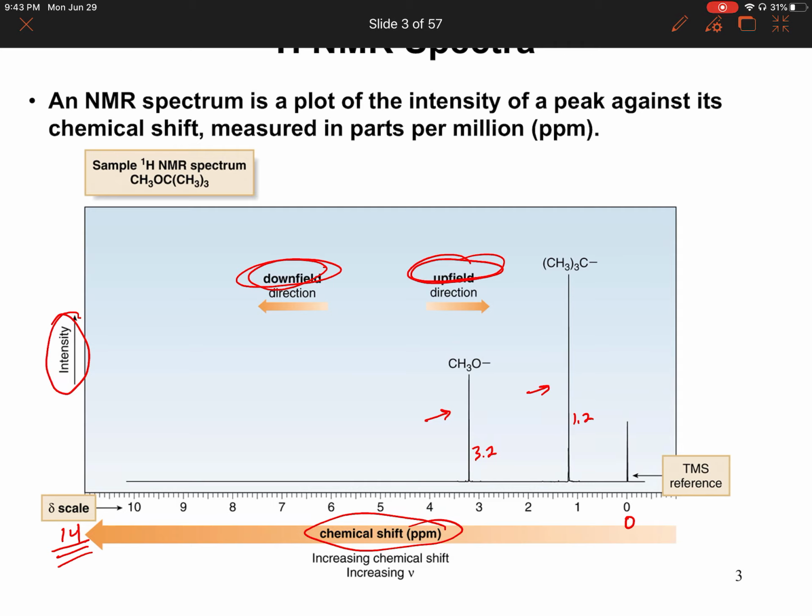Now, this peak here that's at 0, this is called the TMS reference peak. This is not actually part of your molecule, so if you see it there, it's just there to tell where 0 is. Now, what's TMS? TMS is tetramethylsilane, so it looks like this. So this is tetramethylsilane, TMS. If you see that peak there, keep in mind that it's not part of your molecule. It's just telling you where 0 is. So you might want to keep that in mind.